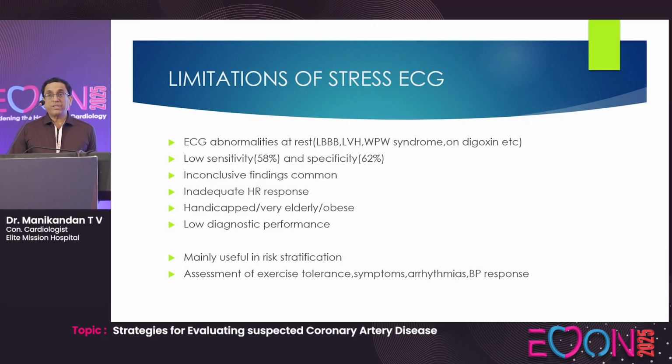But it is mainly useful in risk stratification in a very low risk group or low risk group. Assessment of exercise tolerance, symptom relation, arrhythmias, and BP response can be assessed only by this stress test or TMT.